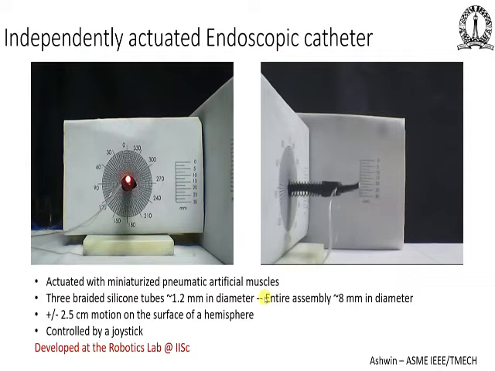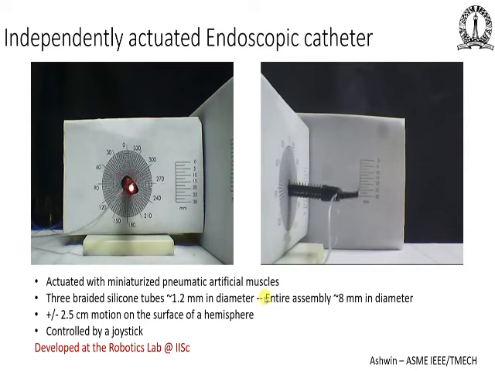So for example, if I energize two and leave the other one, it will contract in two directions and hence move in a resultant direction. These three silicone tubes are arranged 120 degrees apart, and by suitably pressurizing one or more at a time, I can make this end move on the surface of a hemisphere. As I'm showing you, we can move about plus or minus 2.5 centimeters from a central place, and this motion can be controlled by a joystick from outside.